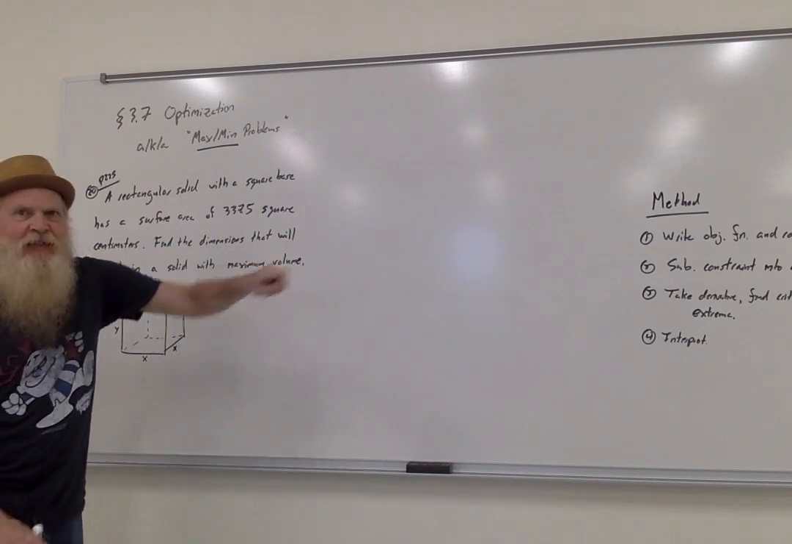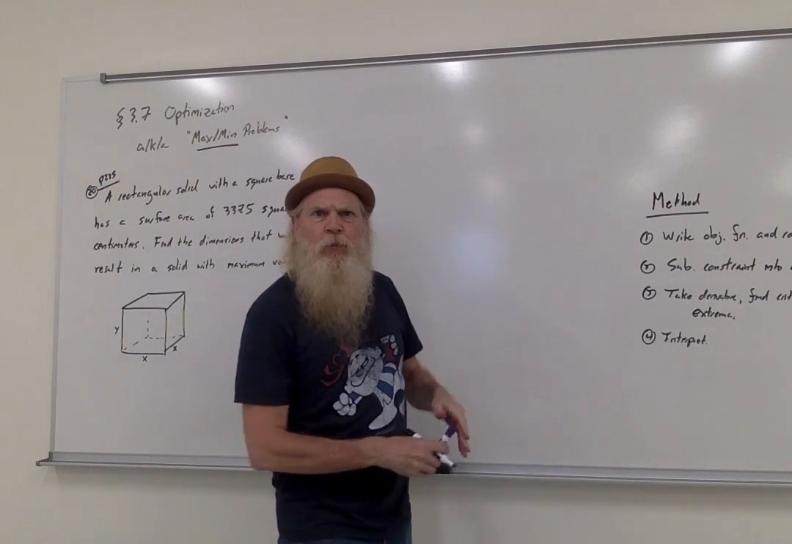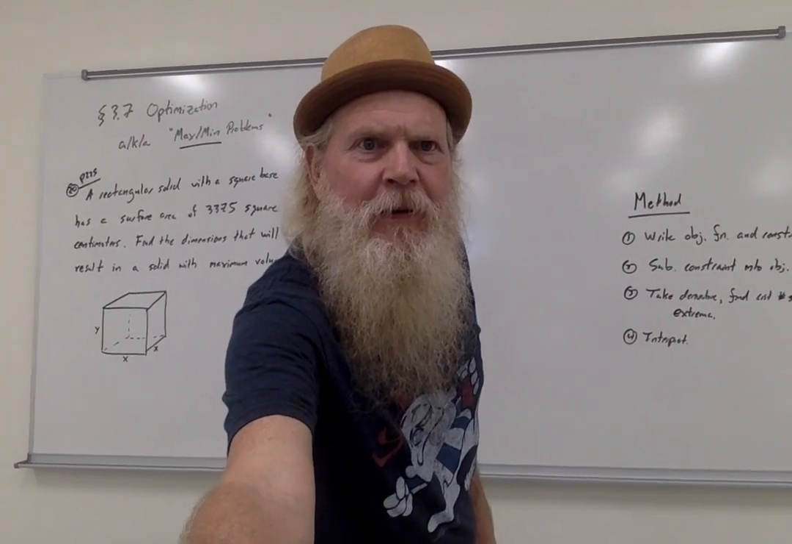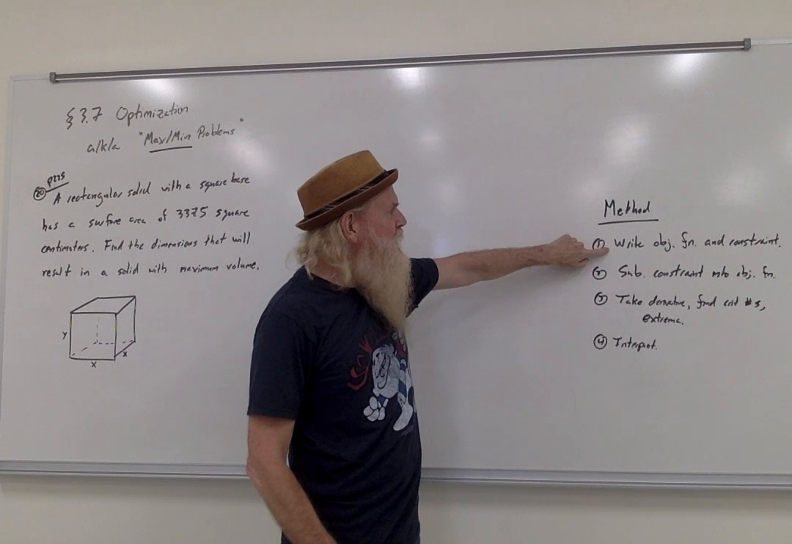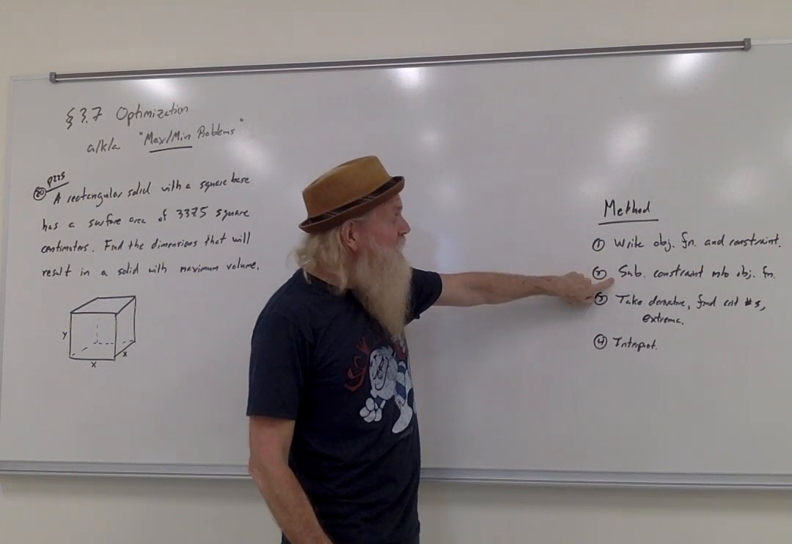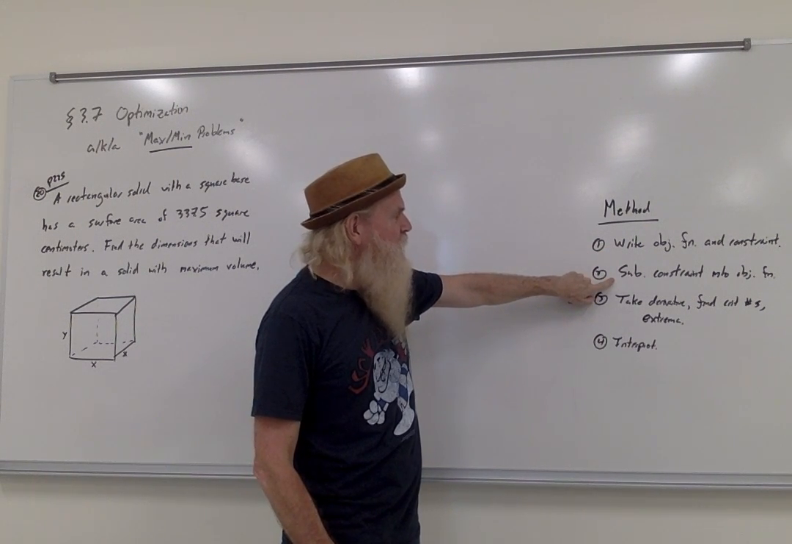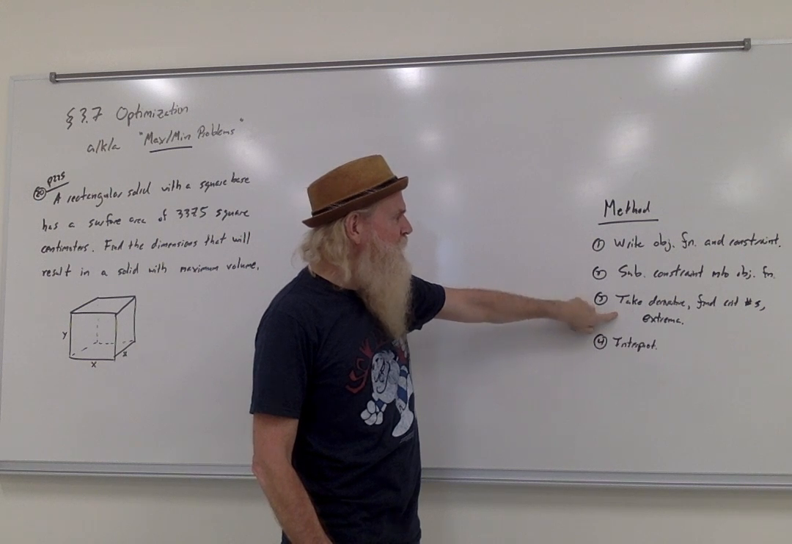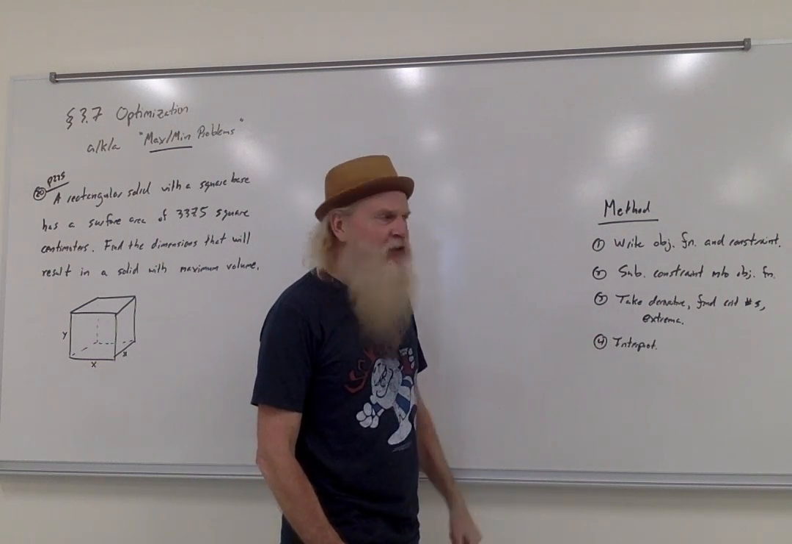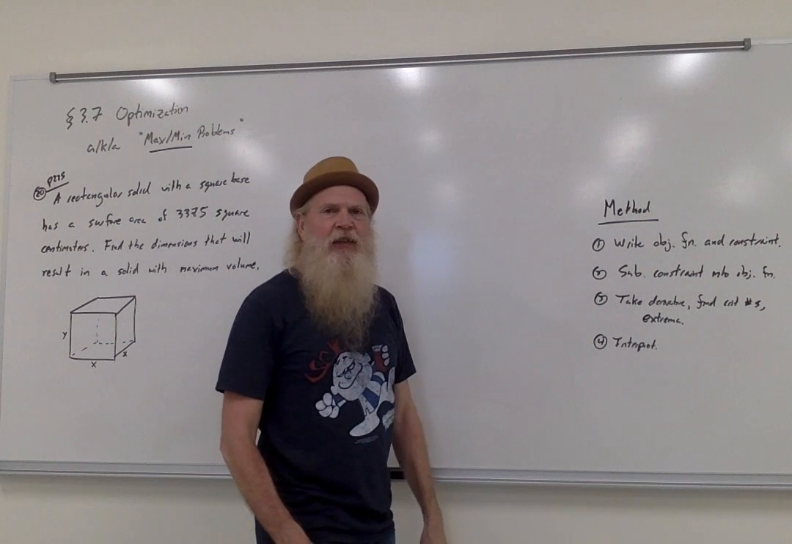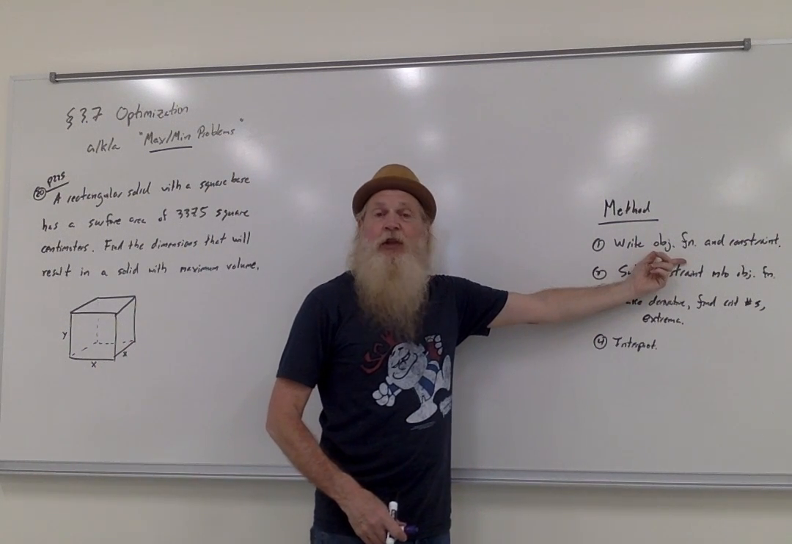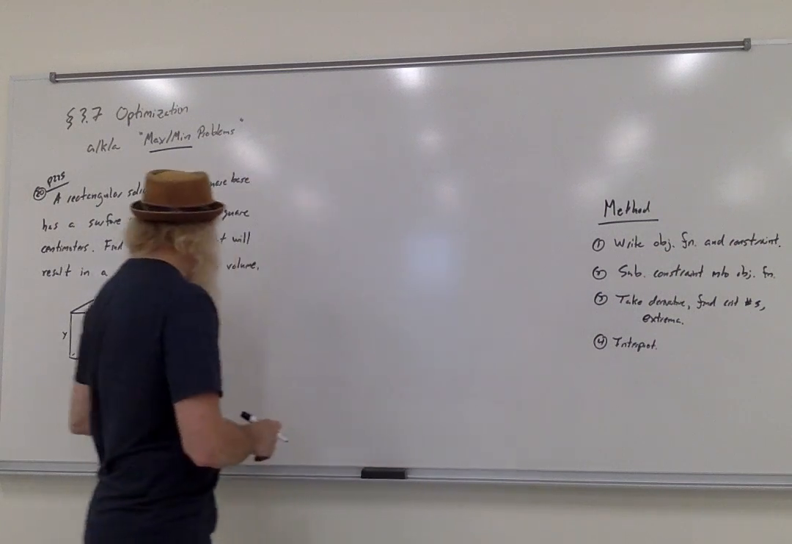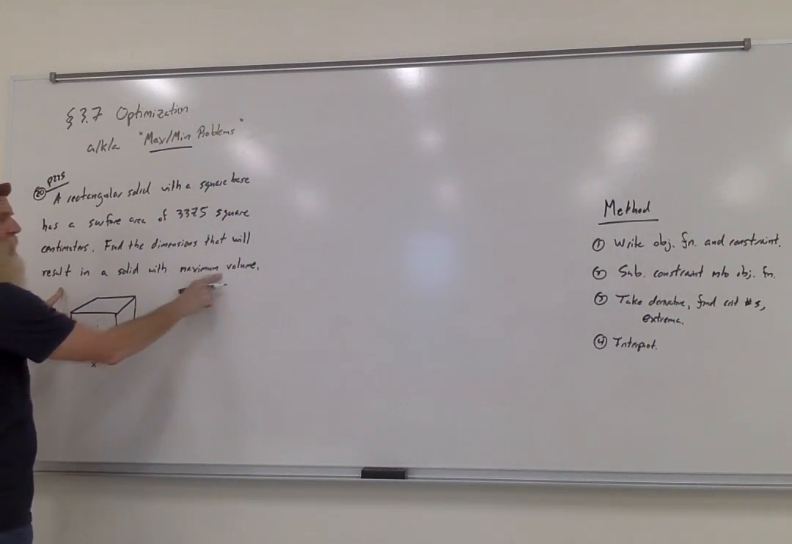Now, I've summarized our method over here. We want to write down the objective function and constraint, then substitute this constraint into the objective function, take the derivative, find the local extrema, and then interpret the answers. So first, let's write down the objective function and constraint. Remember, the objective function is always something you're trying to maximize or minimize. Here we're trying to maximize volume.